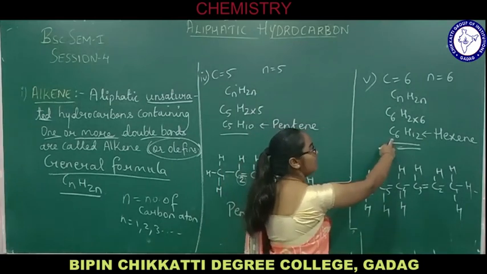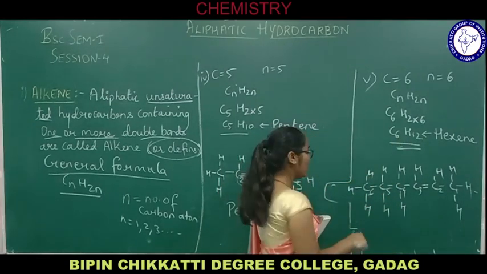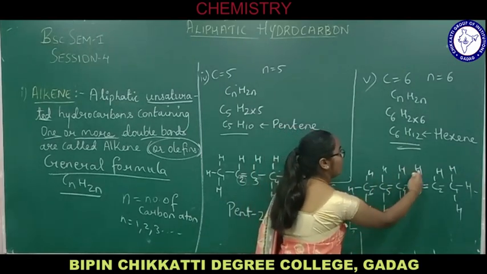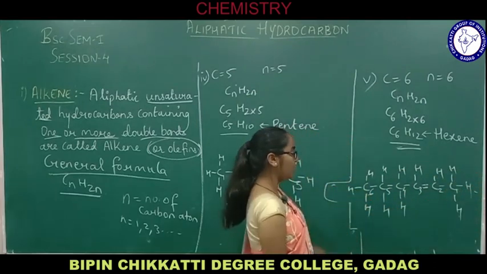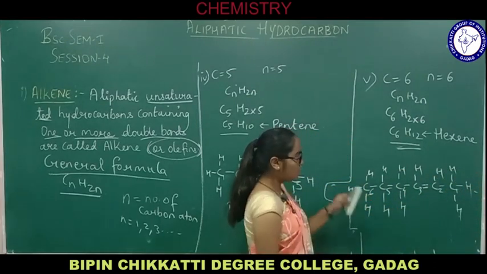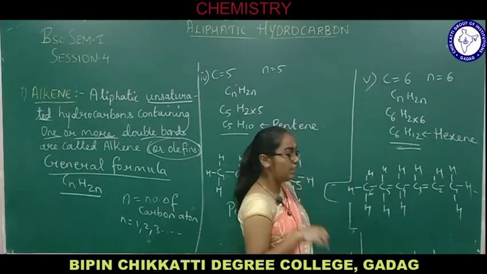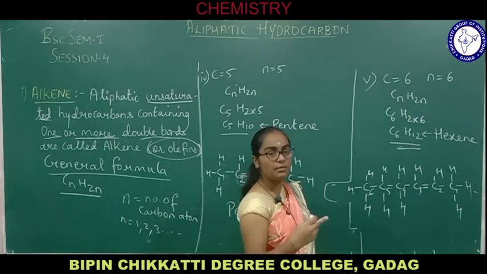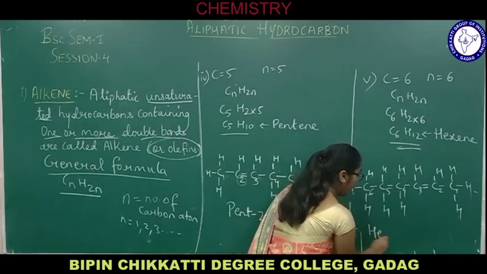Basically 6 carbon is there, means 12 hydrogen should be there, double of it, right? So here 1, 2, 3, 4, 5, 6, 7, 8, 9, 10, 11, 12. Done. So this is how you need to draw the structure, and this is the structural formula for hexene. But the name will vary, because depending upon the position of the double bond between the carbon-carbon atoms, the name will vary.